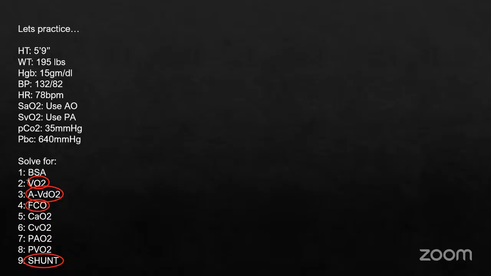Okay. Going a little bit lower on this information here, I have CaO2, CvO2, PaO2, and PvO2. Okay, so what I'm looking for is the shunt, so I know I have to resolve for QS and QP. So do I have the information? That's the first thing I'm going to do. Do I have information for QP and QS?